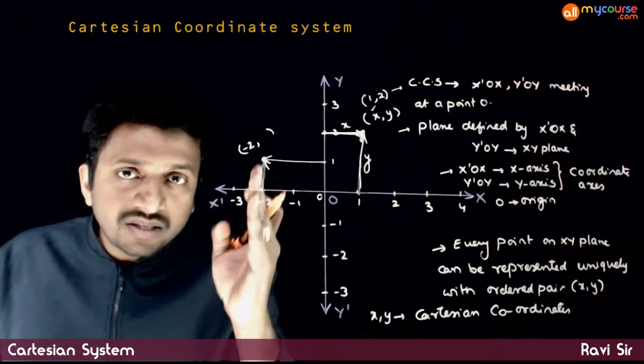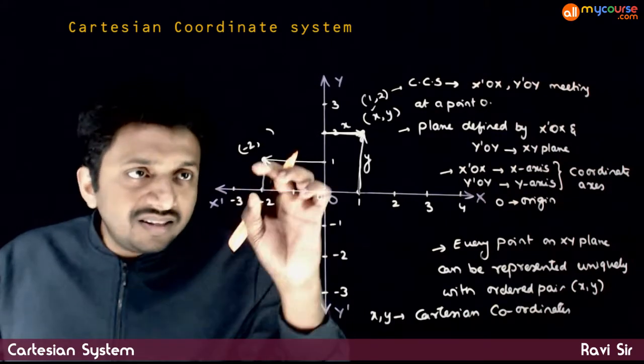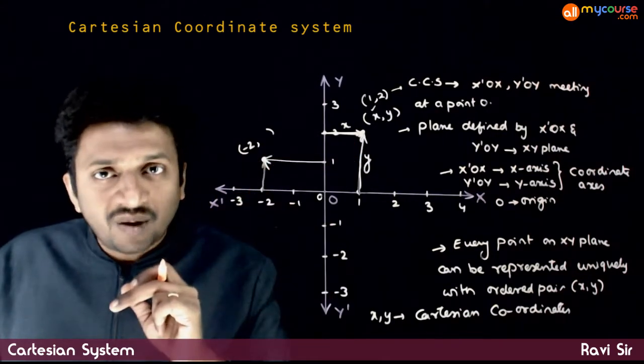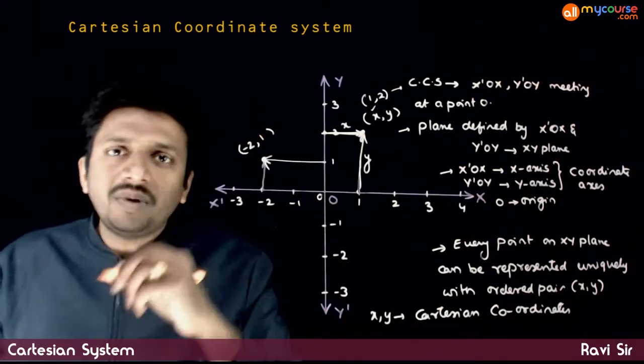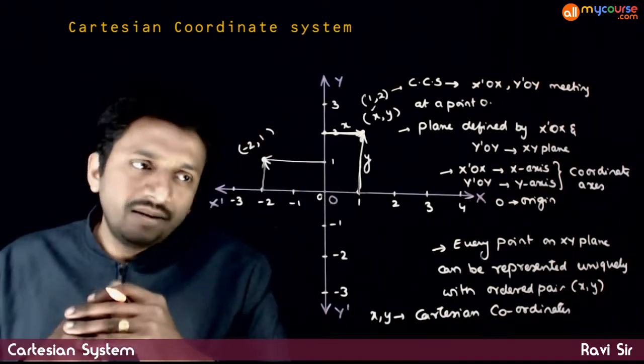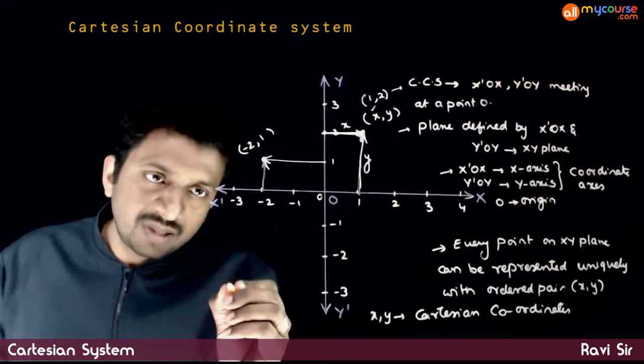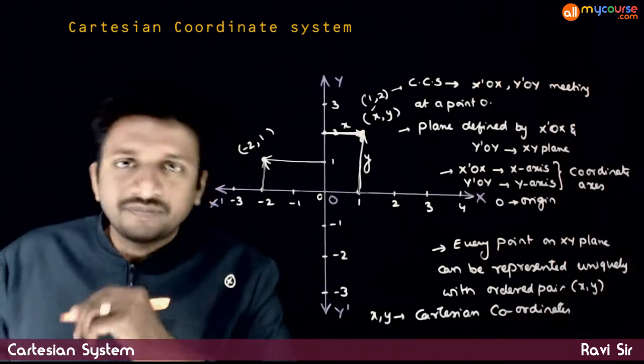This is the positive y direction. Hence, the length is 1 in the positive y direction. So the y coordinate will become 1. For example, if you take a point in this part, so let us take this point.